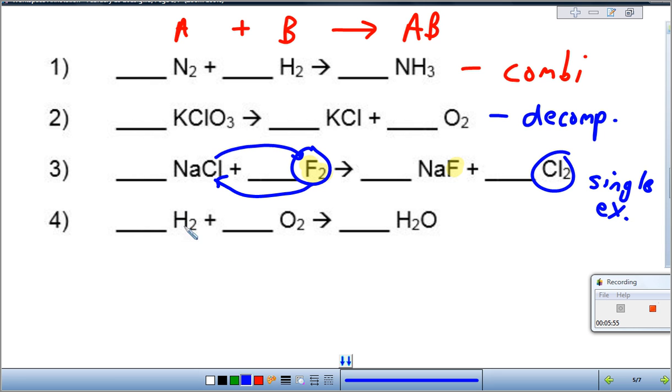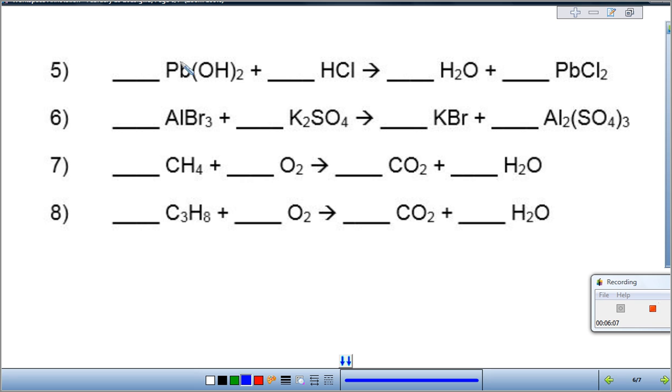If we look at this one, H2 plus O2 coming together to make water, that would be a combination reaction. Two things combining to make one. Look at a couple more quickly here. If we look at this one, very complex looking, but when it comes down to it, PB and H are switching partners, and so we have two chemicals here, two compounds. So this one would be a double exchange.